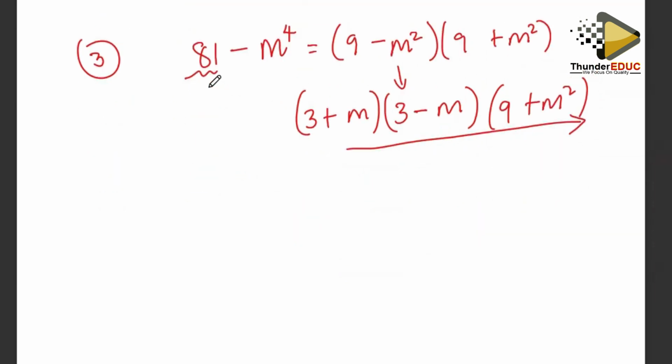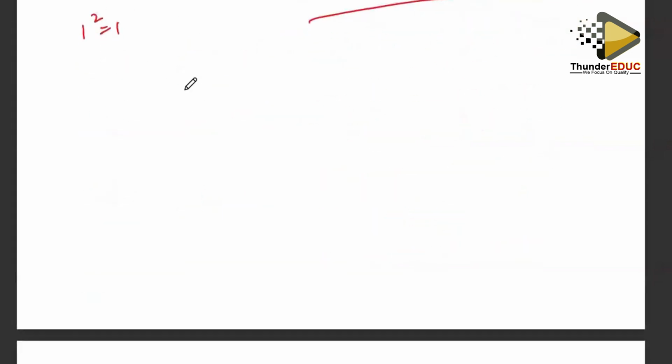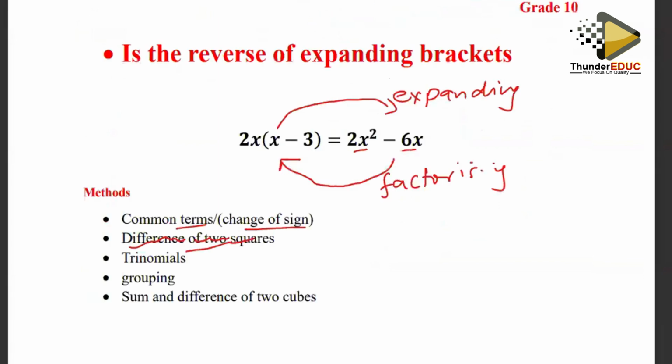Lastly, but not the least, what if I have k squared minus 1? What if we just have a 1 there? Just be informed that 1 squared is the same as 1. So which means that's a k plus 1 or a k minus 1, something like that. So that is how we carry out the difference of two squares. Just very quick and smart, okay?